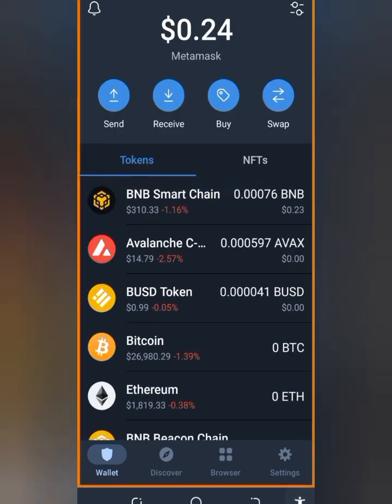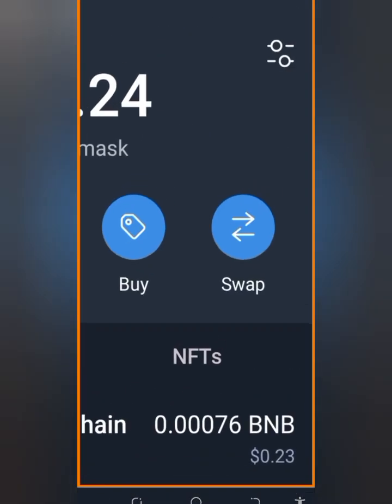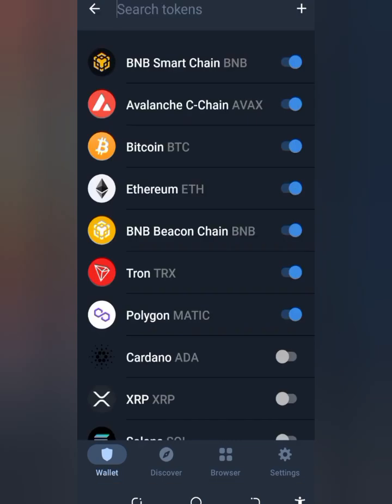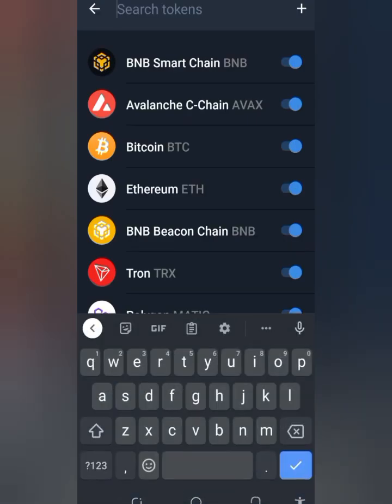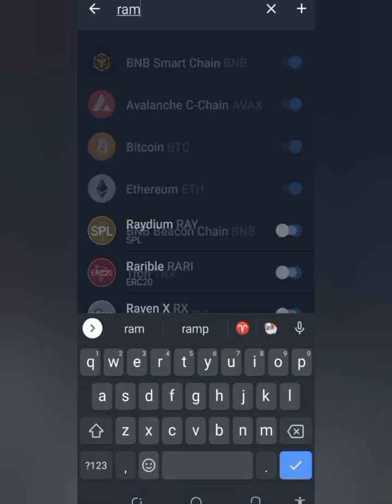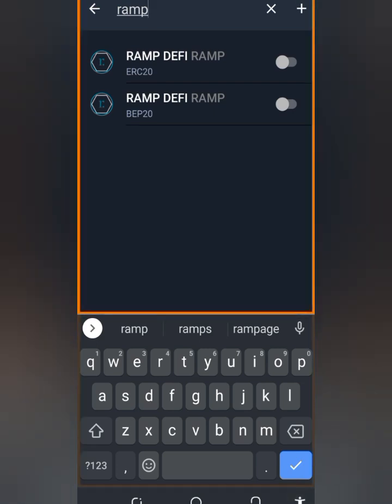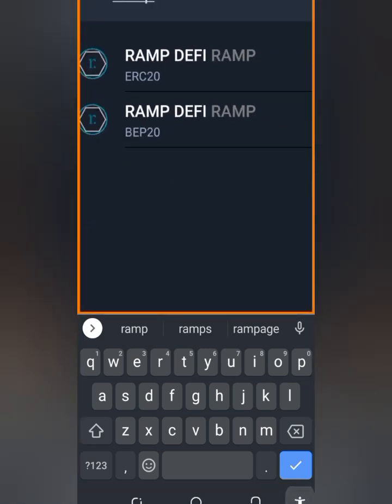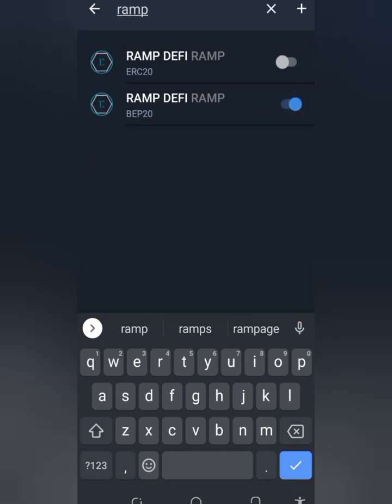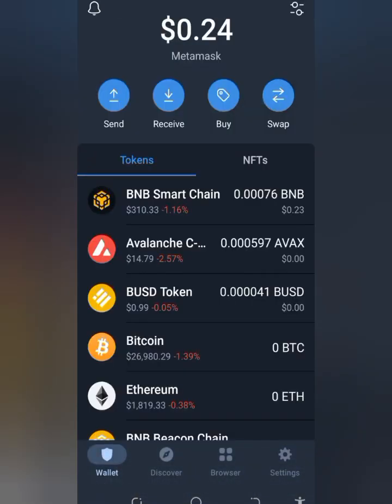So how do you do that? First off, we need to click on these two lines on top here, and then we're going to look for Ramp. Like I said, I'm doing this for the first time. Please don't criticize me. I'm just learning, just like the way you must have watched these videos. All right, so this is the Ramp DeFi. We're going to choose the BEP20 version, not the ERC20. We'll just toggle it on, and then we'll see it added to our list.